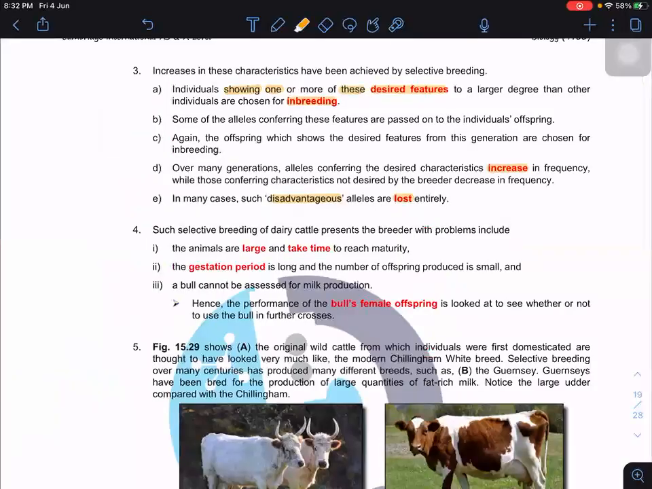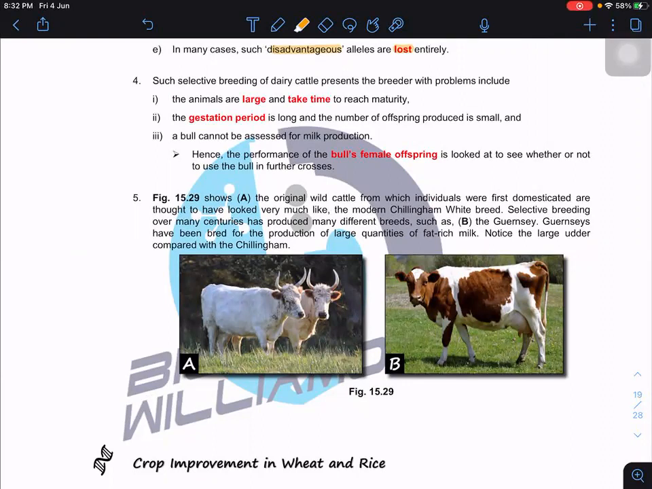Selective breeding of cattle presents the breeder with some problems. For example, animals are larger and take longer, and the gestation period is also long. So at the end, you may take a long period of time to get the pure breeding line, unlike plants, which may take a shorter period. Also, the bull cannot be assessed for milk production. You can't say the bull can produce a high yield, then cross them. Impossible, because a bull won't be able to produce milk.